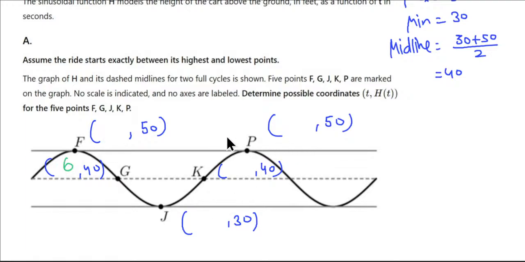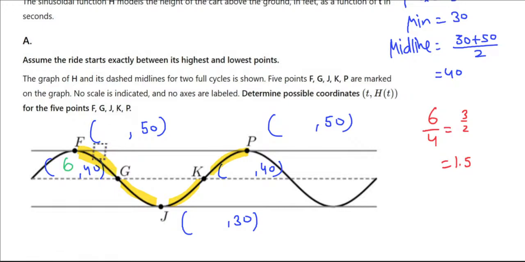Now, for the other points, follow the same strategy that I gave you earlier. For sinusoidal functions, take the time period and divide it into 4 pieces. So 6 over 4 in this case is 3 over 2, which is just 1.5. Why divide in 4 pieces? Because this 1.5 will be the time between these phases: F to G, G to J, J to K, and K to P. So these 4 phases differ by 1.5 seconds.